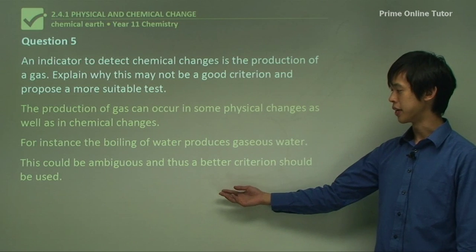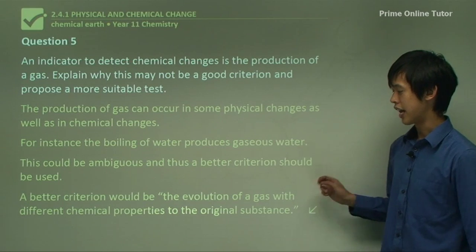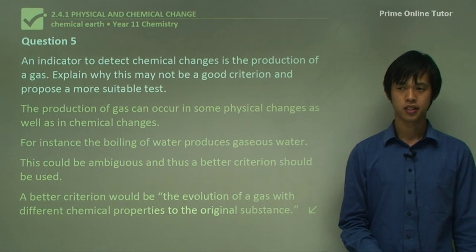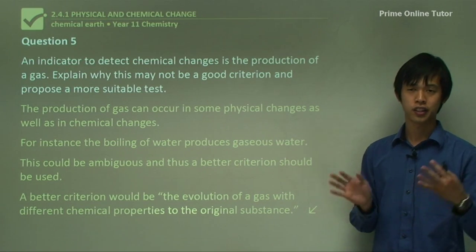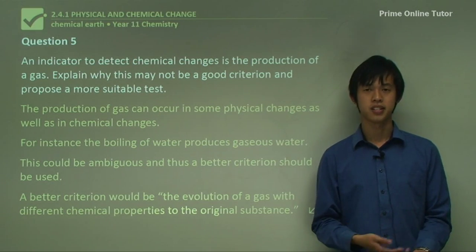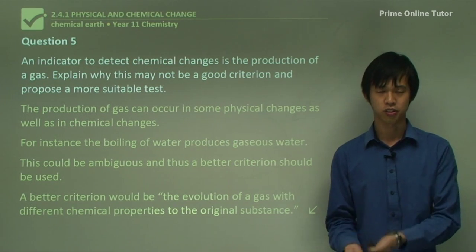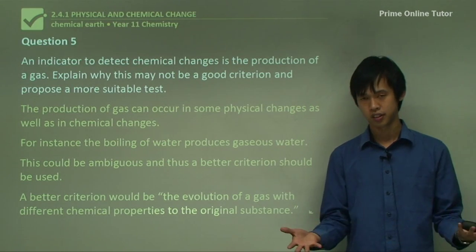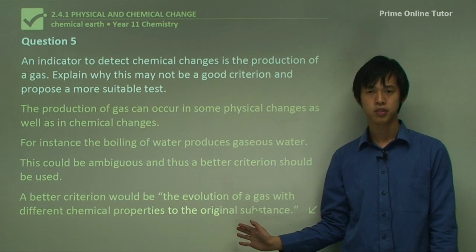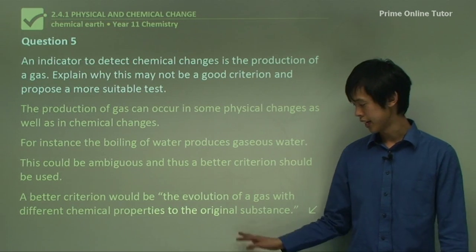So obviously it's ambiguous, and thus a better criterion should be used. A better criterion that we could use is the evolution of a gas with different chemical properties to the original substance. Okay? So it has to have different properties to the substance that you started with. So obviously steam has the same chemical properties as water, but hydrogen obviously has different properties to hydrochloric acid and zinc. So you can see that that's a much better, much more rigorous definition or criteria to use, rather than just saying, look, any gas produced means it's a chemical change.